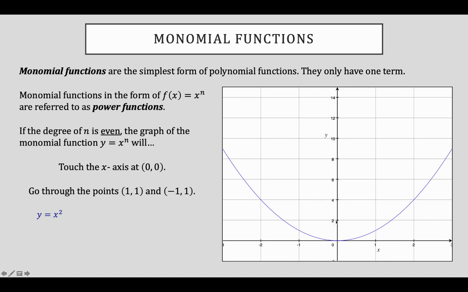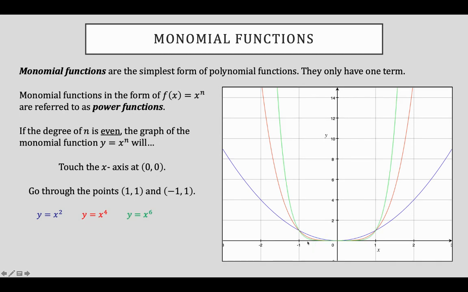Notice the y-axis is scaled by 2's. Let's now compare the graph of y equals x to the 4th. This is a power function, a monomial function of degree 4. Notice it has the exact same x and y intercept. It goes through the origin. It also crosses through the points 1, 1 and -1, 1. However, the graph is much steeper outside of -1 and outside of +1, and the graph is actually flatter for values of x between -1 and 1.